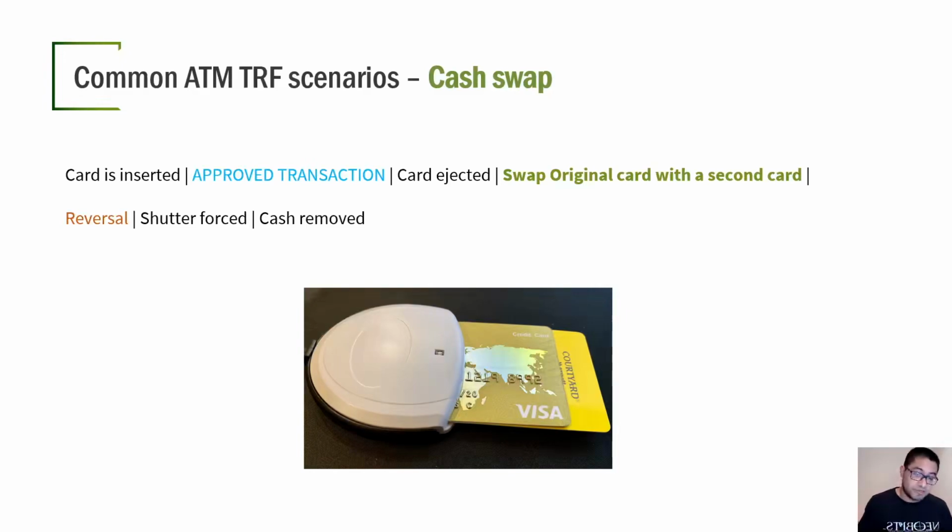Another example is the card swap. The card swap is when I insert a card, I make a normal transaction, and the card will be ejected. When the card is ejected, what I will do is swap this card for another one. So I will use, for example, a magnetic stripe card. I put it down, I will swap it, I will grab my original card, and the other one will be swallowed by the ATM. But at this swapping, what will occur is a reversal. And then I will force the shutter and remove the cash.